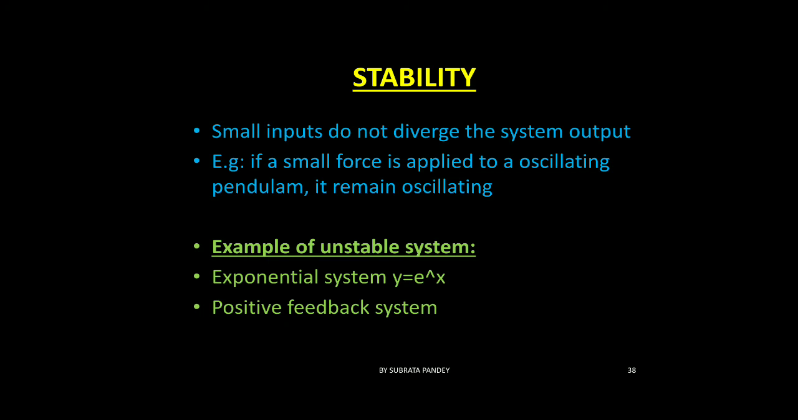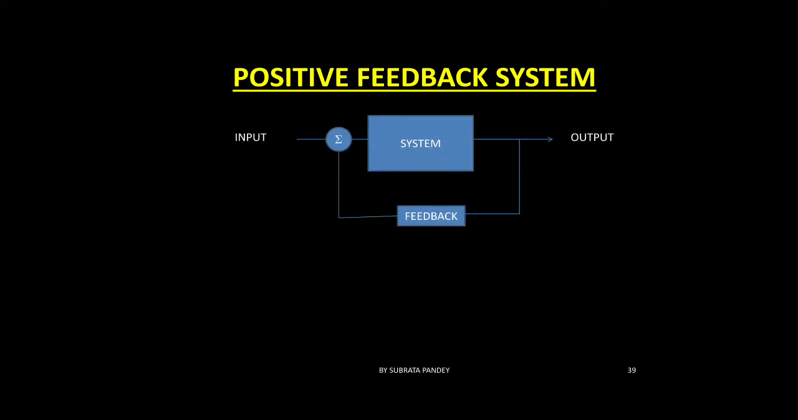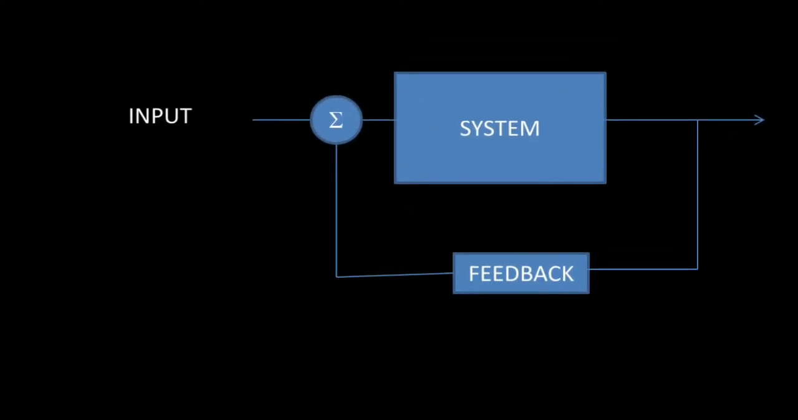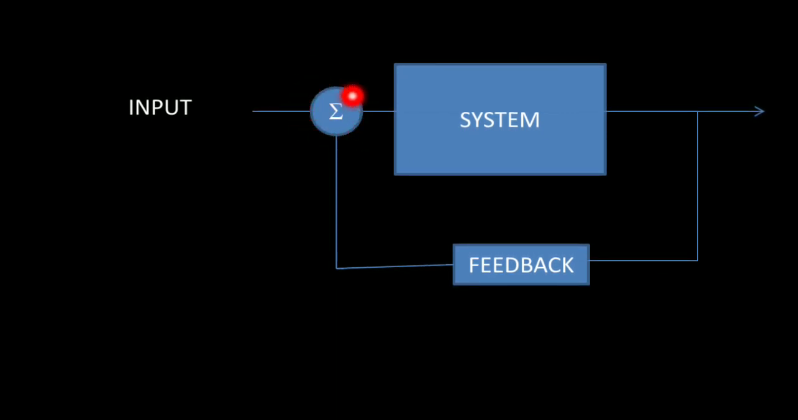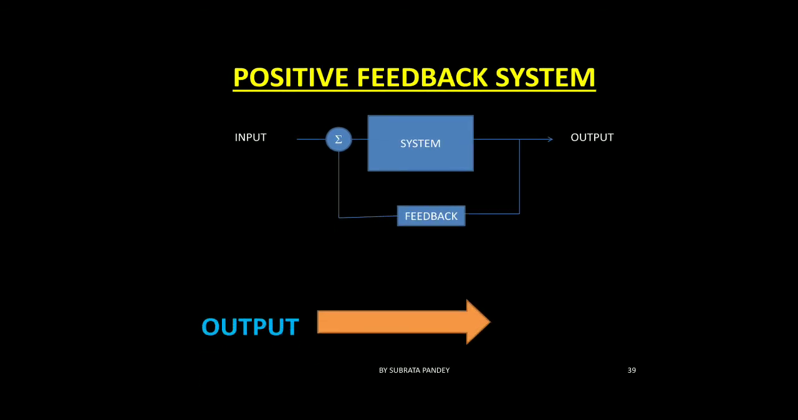Another example of an unstable system is a positive feedback system. How? Let's see. In this positive feedback system, input is given to a system and output is generated, and part of this output is again fed to the input. The summation here, the accumulator, whatever we call it, will create the input to the system, which would be the summation of part of the previous output plus input. So it will increase continually, and the output would be something like this.